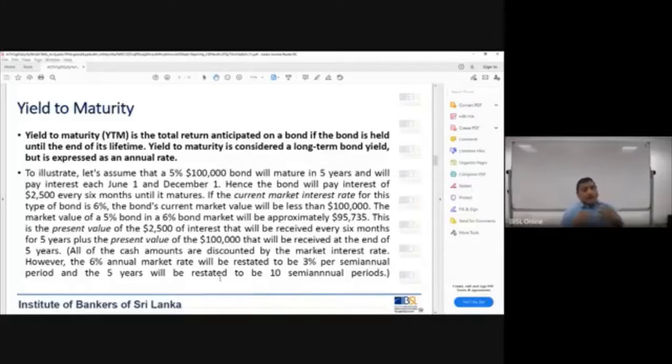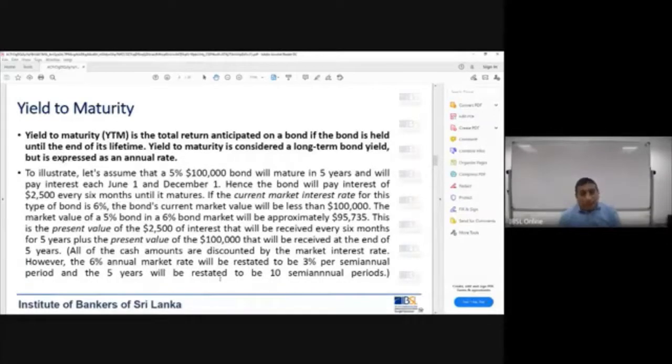Okay, so that means you have to pay less than the face value of 100,000 to accumulate that 1% that you will not be getting if you invest in this bond at 5% based on current market interest rates of 6%. Because the market interest rate is 6, but the bond coupon is 5. So what you are seeing here is the current market interest rate is greater than the bond's 5% coupon.